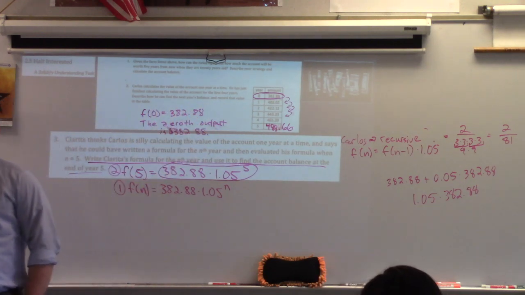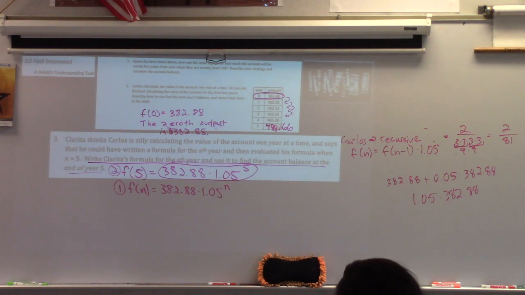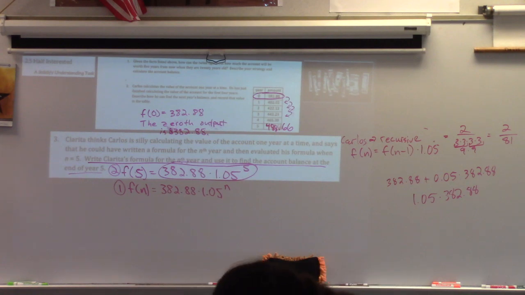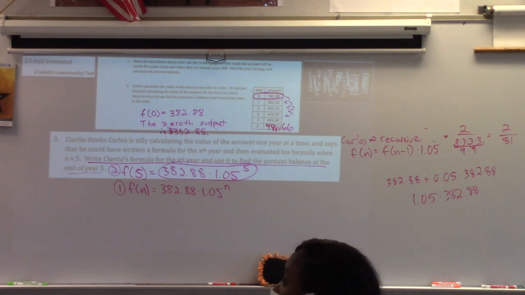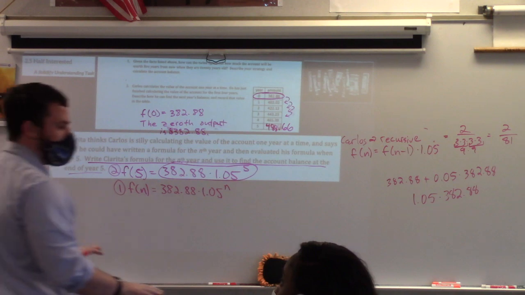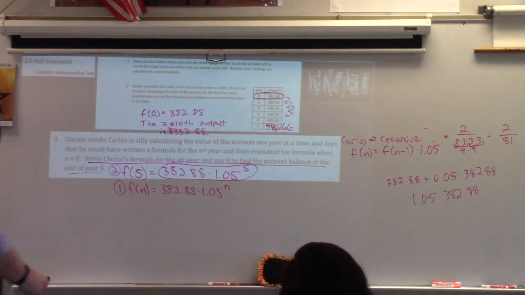Clarita's explicit. So again, one thing I want you to notice, and we've talked about this in the past, an explicit equation is going to help us get values further into the future quickly. With an explicit equation, you could plug anything in and automatically get the output, whereas with a recursive, you have to go year by year by year. Are we all good with that? Any questions about that?